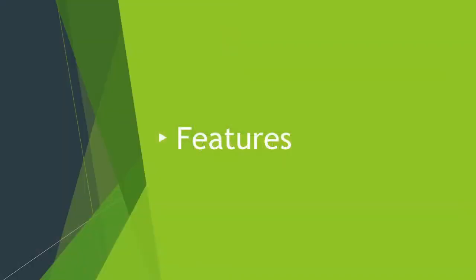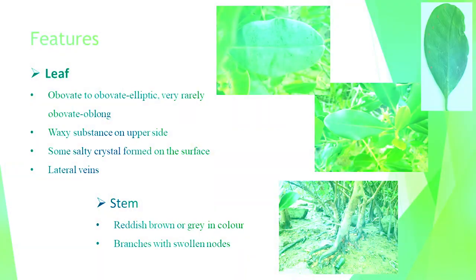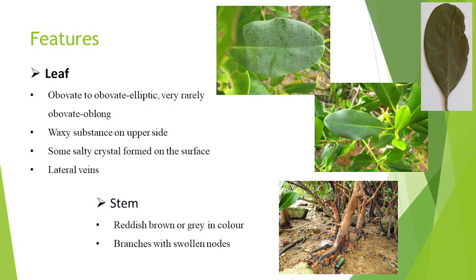Now I will talk about the features of the species. For the leaves, it has an obovate shape and rarely an obovate-oblong shape, and it has some waxy substance on the upper side of the leaf. Some salty crystals may be formed on the surface, and for the leaves we can see that it has lateral wings. For the stem, it is reddish brown or gray in color. The branches will have some swollen nodes.